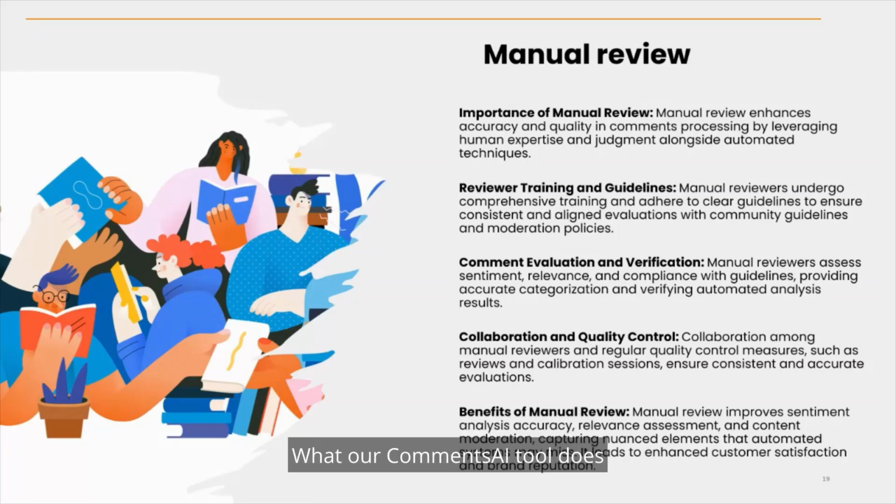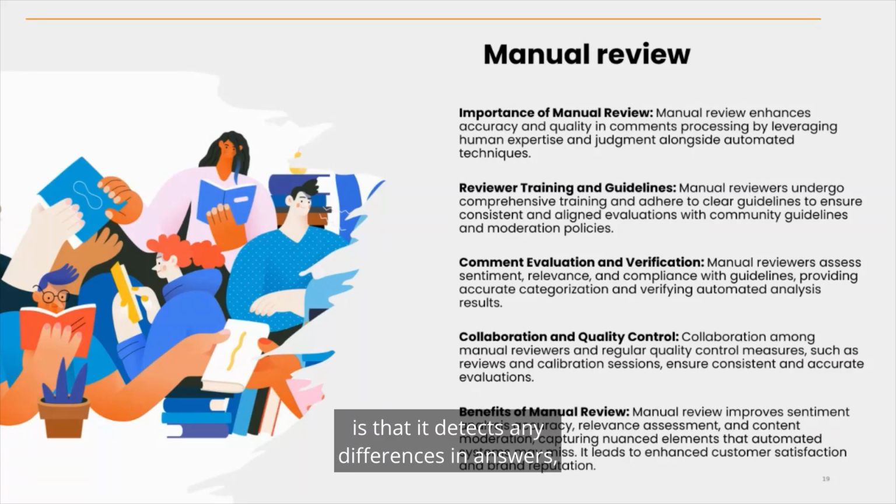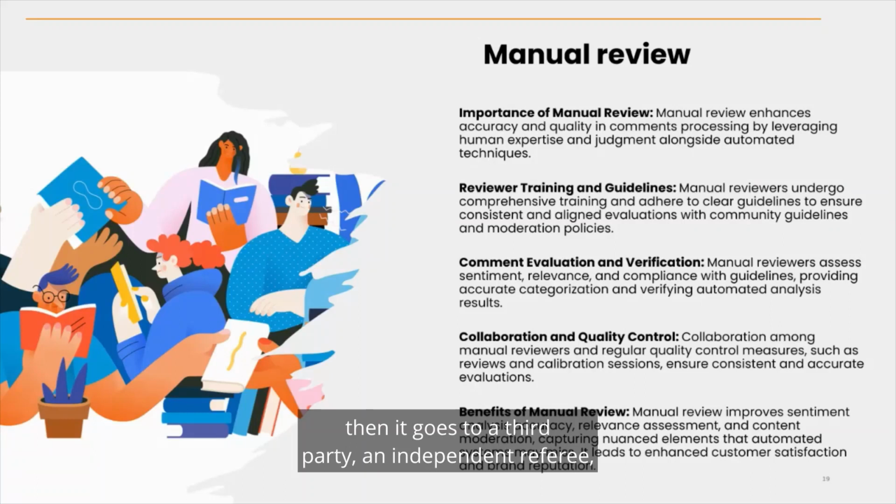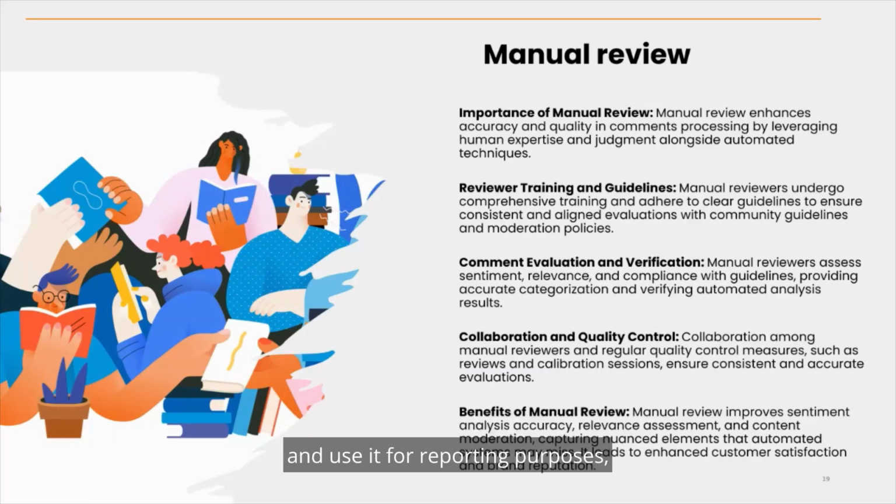What our Comments AI tool does is that it detects any differences in answers for that same comment, for the same kind of question being answered. And if those reviewers gave different answers, then it goes to a third party, an independent referee, to make a final determination. All of that information is recorded in the system. And so you're able to then take those final determinations and use it for reporting purposes, as well as use the information for training purposes if necessary for those independent reviewers.